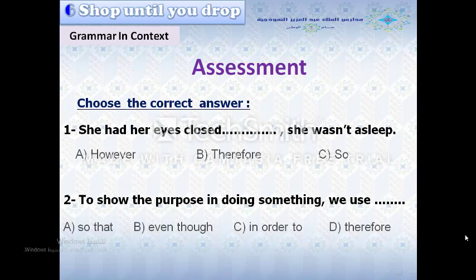The assessment. Choose the correct answer. She had her eyes closed. She wasn't asleep. However, therefore, so. To show the purpose in doing something, we use so that, even though, in order to, therefore.